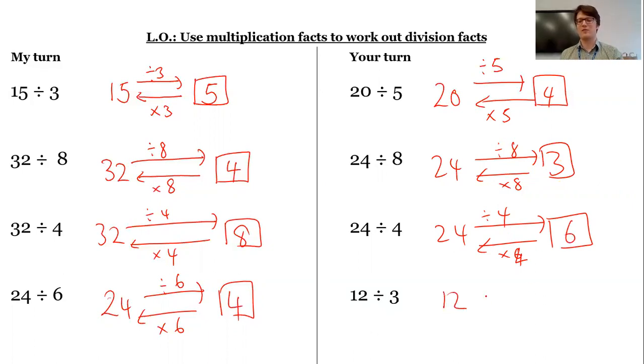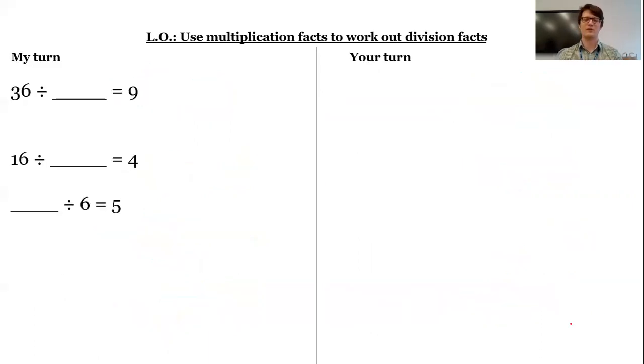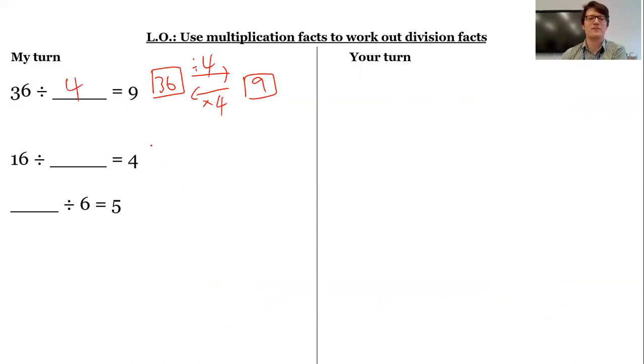And 12 divided by 3 is something. So something times 3 is 12. 3, 6, 9, 12. 4 times 3 is 12. What happens when you've got a missing part like this? Very similar process. 36 divided by something is 9. So now the difference is we know the 36. We know our 9. We just don't know what we're dividing by. Well, 9 times what is 36? 9 times 4 is 36.